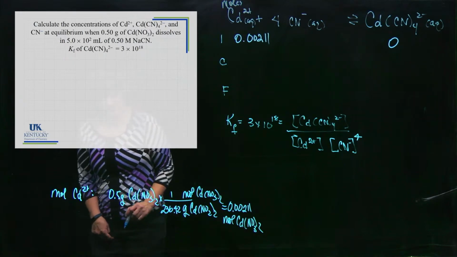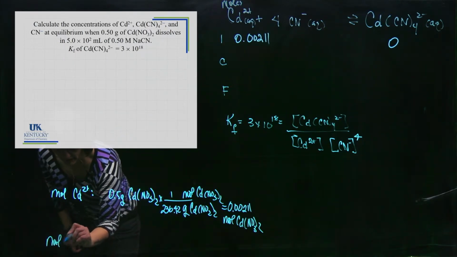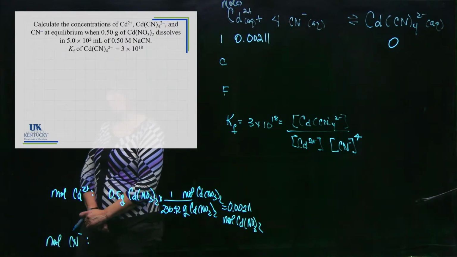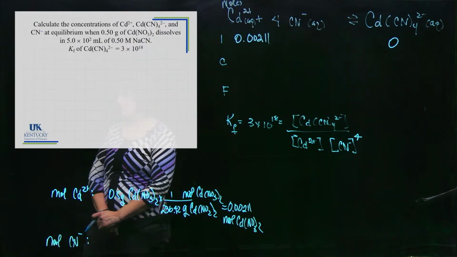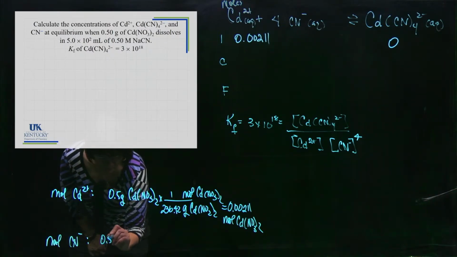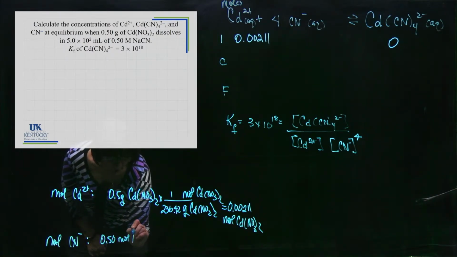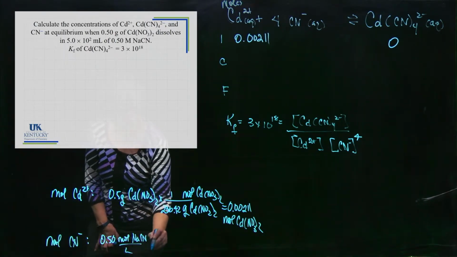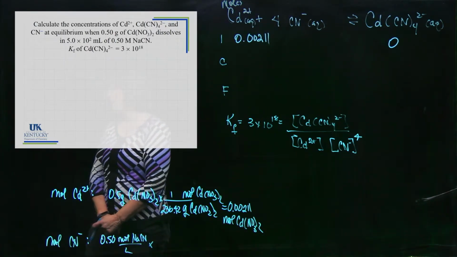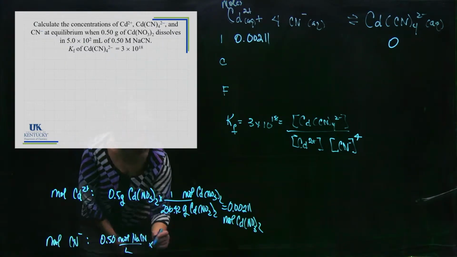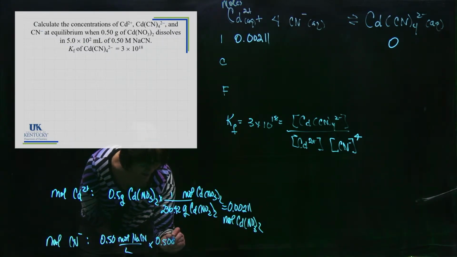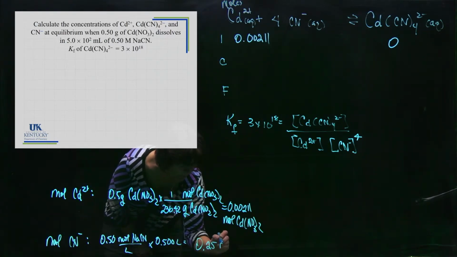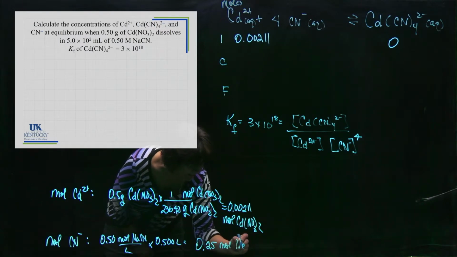All right. Now we need the moles of the ligand, which is CN-. What's my source of CN-? Well, it's a solution of sodium cyanide. It is 0.5 moles of sodium cyanide per liter. That's the molarity. If I took that and multiplied by the volume, which I have 500 milliliters, that's 0.5 liters, I end up with 0.25 moles of sodium cyanide.